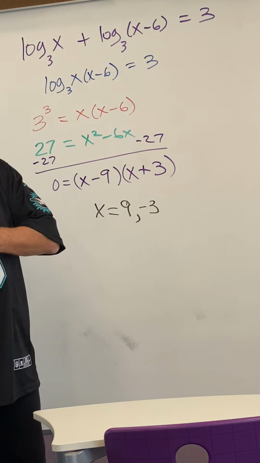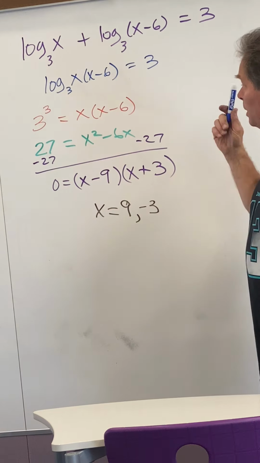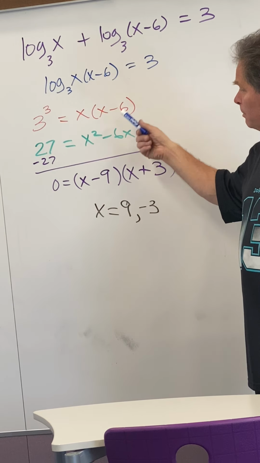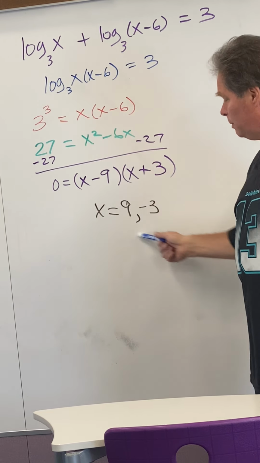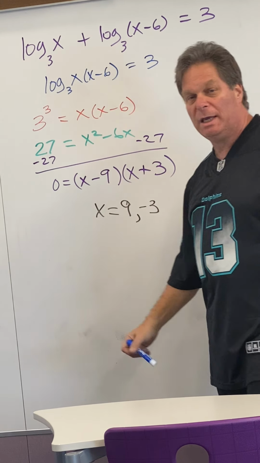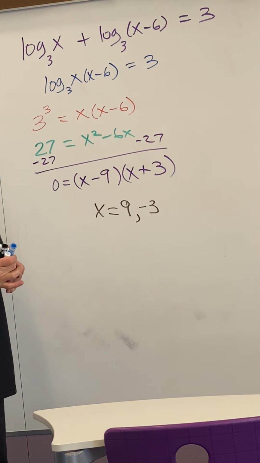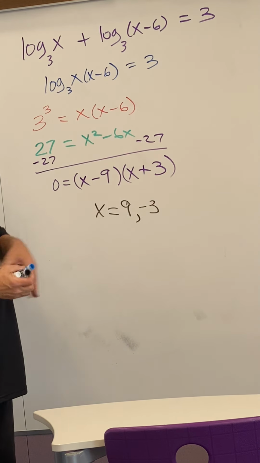It's very important when you're solving logarithmic equations that whatever answer you get, you plug it back into your original equation and make sure it doesn't make any of the arguments negative or 0. They have to always be positive. So you go back in one by one. Don't do them at the same time.